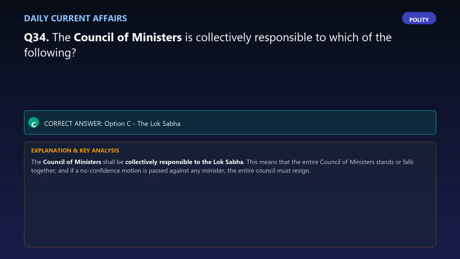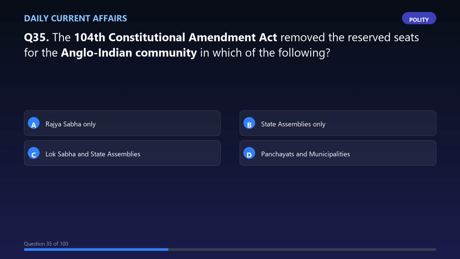The correct answer is option C, the Lok Sabha. Explanation: the Council of Ministers shall be collectively responsible to the Lok Sabha. This means that the entire Council of Ministers stands or falls together, and if a no-confidence motion is passed against any minister, the entire Council must resign. Question 35. The 104th Constitutional Amendment Act removed the reserved seats for the Anglo-Indian community in which of the following?